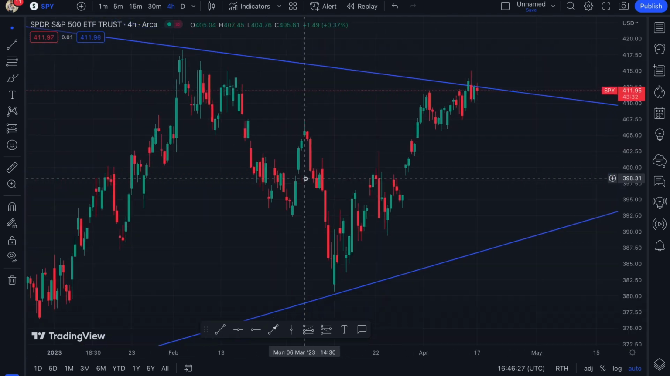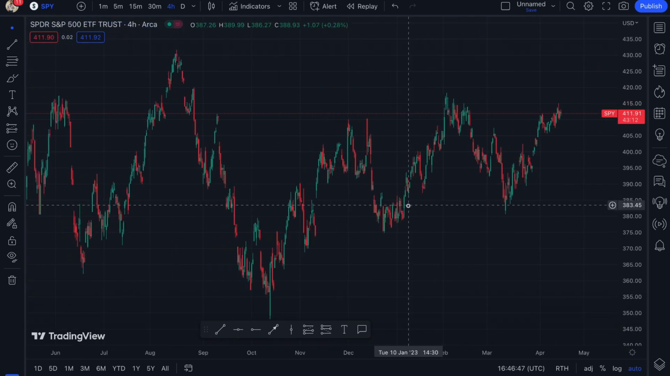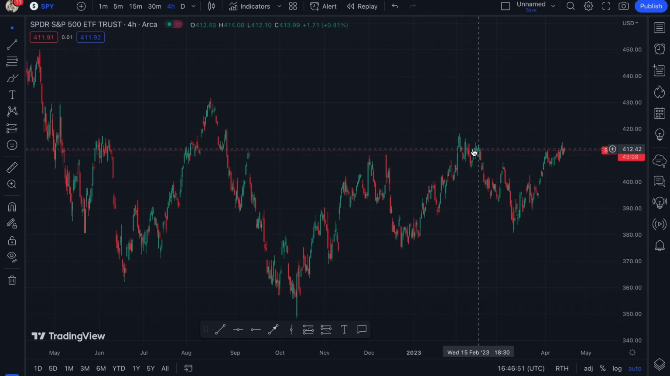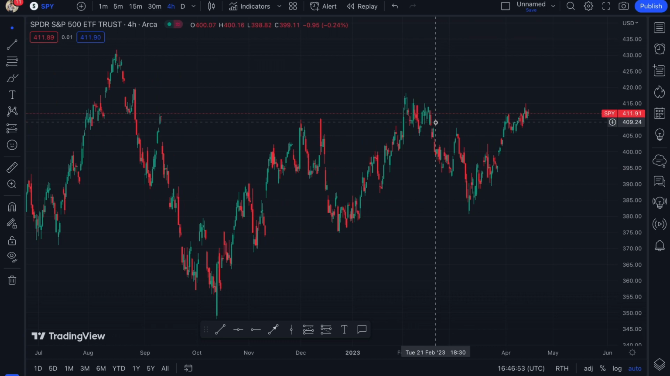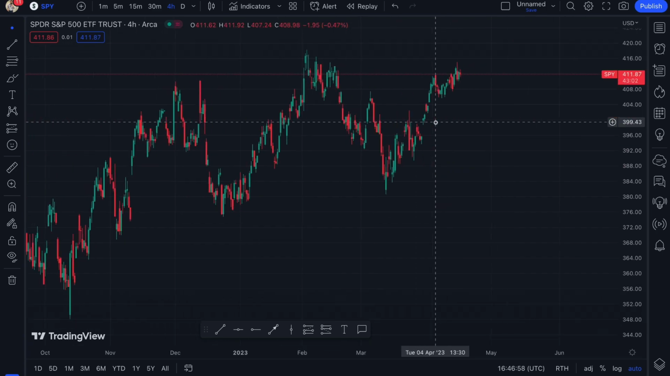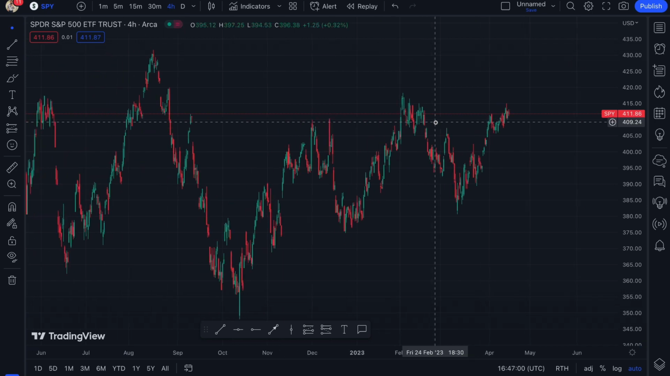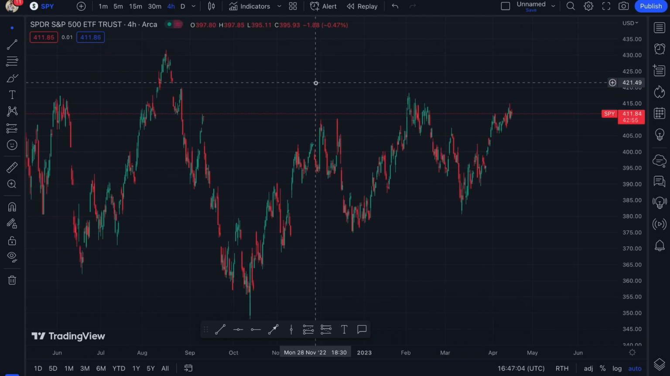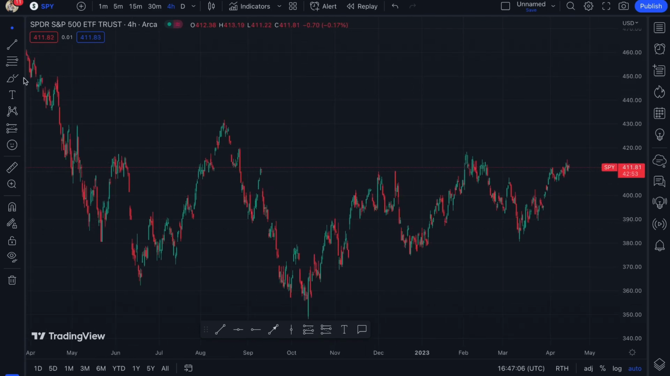First off, your supports are going to be dips and your resistances are going to be peaks. There can be multiple support and resistance lines, but what makes one stronger is how many times it has bounced off that specific line. So I don't like to draw lines for these.